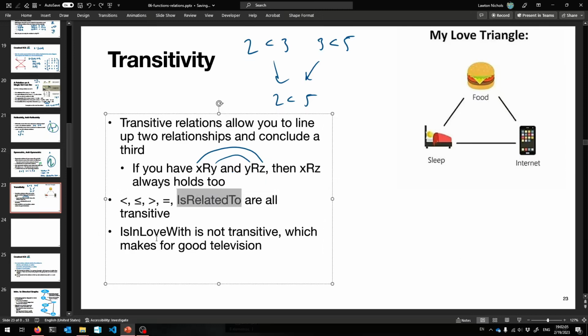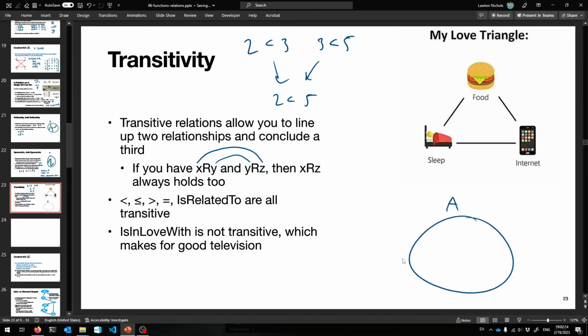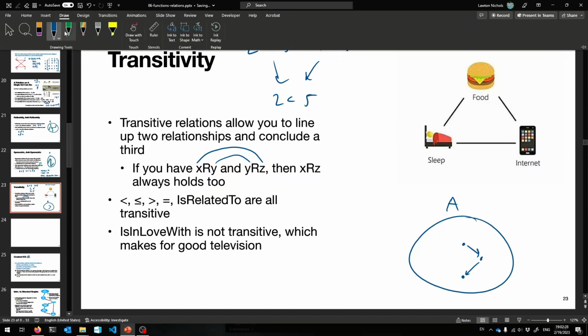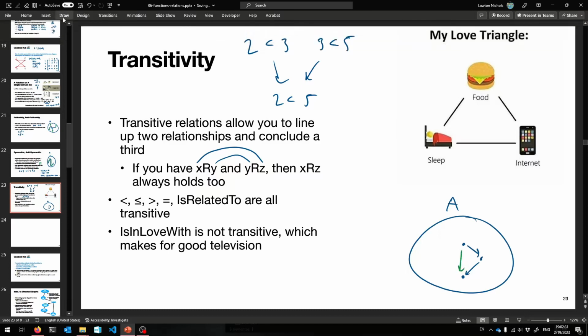And then is related to is also a transitive relation. Here's our relationship. If you know that this person is related to this person, and then this person is related to this person, then you automatically know that there is a relationship between the first and the last. I hope that makes enough sense. So, if I am related to my sister and my sister is related to my mom, I am in some way related to my mom. You can always make that jump.